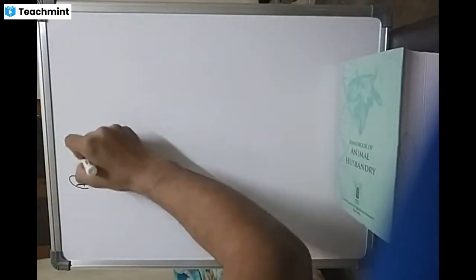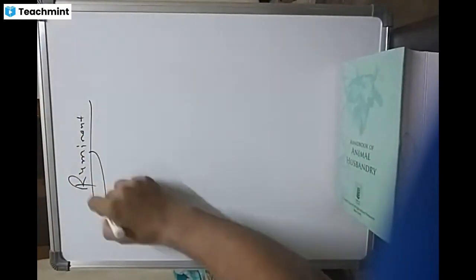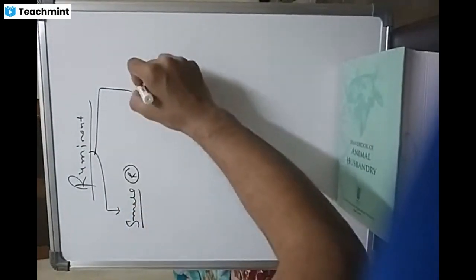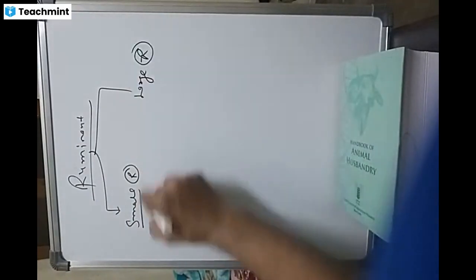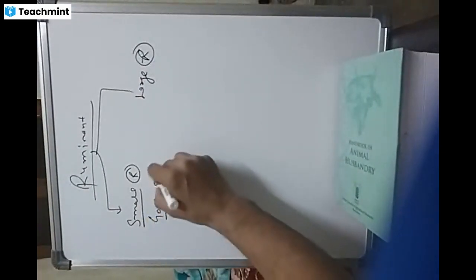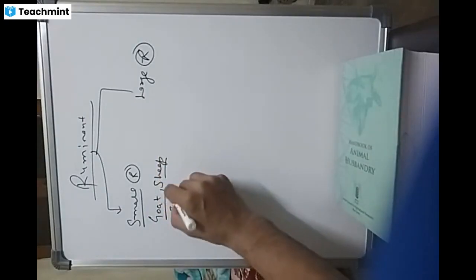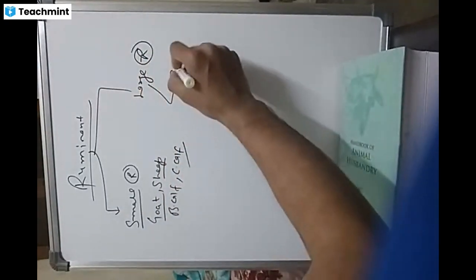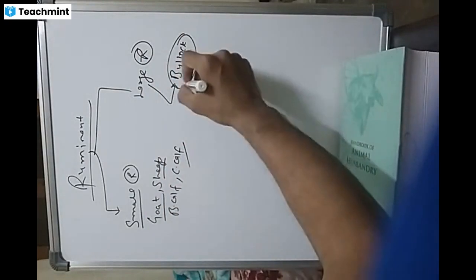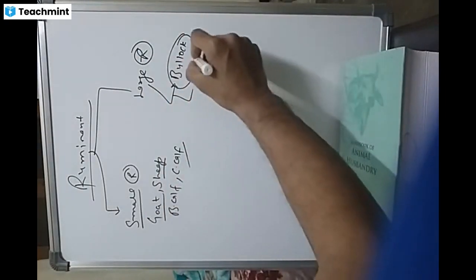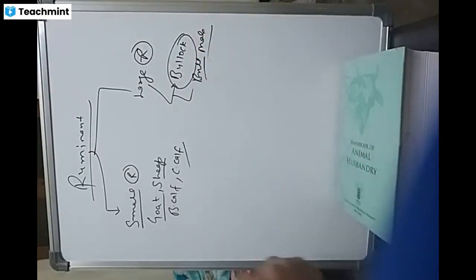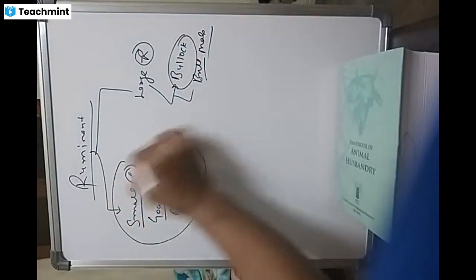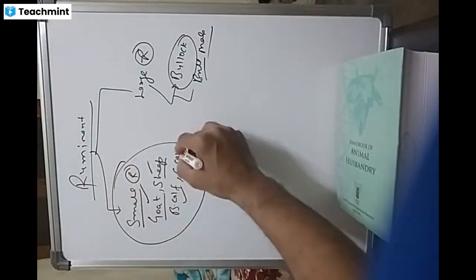Ruminants we will divide into two parts: small ruminants and large ruminants. In small ruminants we will see what happens in case of goat, sheep, buffalo calf, and cattle calf. In large ruminants we will see the bullock, that is the male bull. So first we'll see small ruminants: sheep, goat, buffalo calf, and cattle calf.